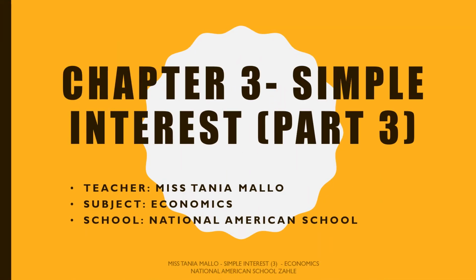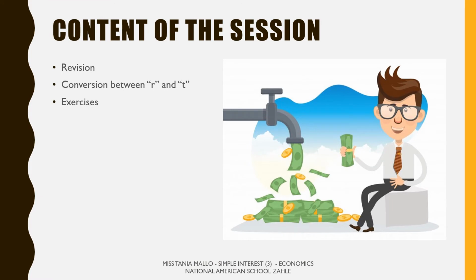Hello everyone! Today we're going to continue the third part of our chapter, the simple interest. As mentioned previously in part 1 and part 2, we explained the interest formula and the future amount formula. And as we already said, in order to calculate the interest, we have to have R and T in the same period. In this session, we're going to see when R and T are in different periods, how can we calculate I.